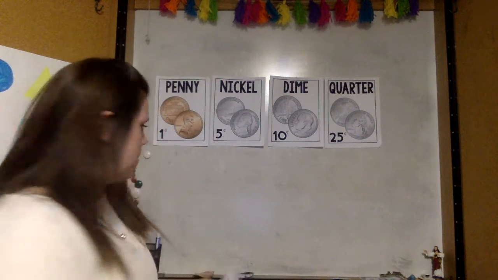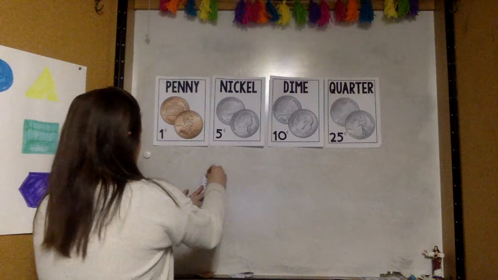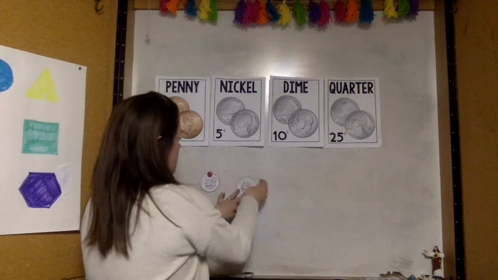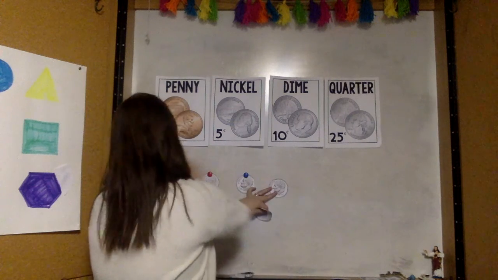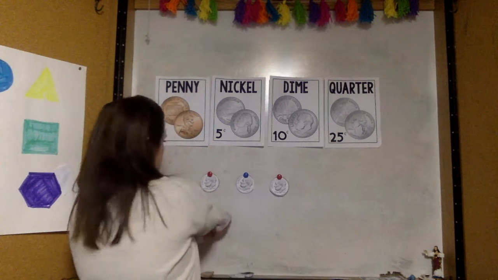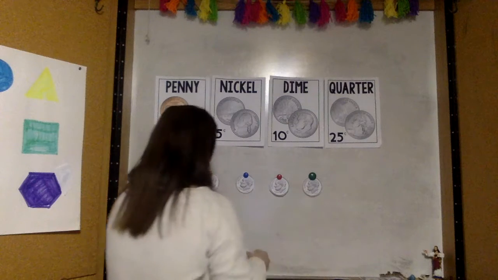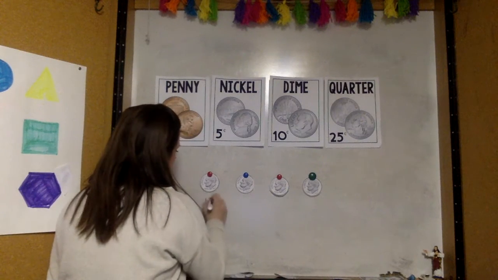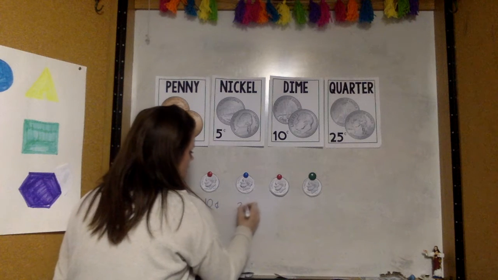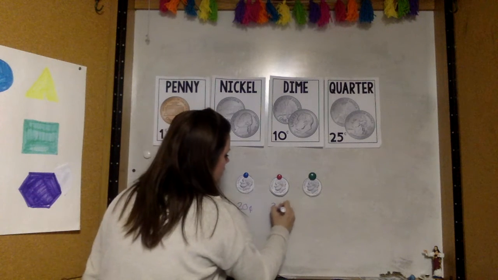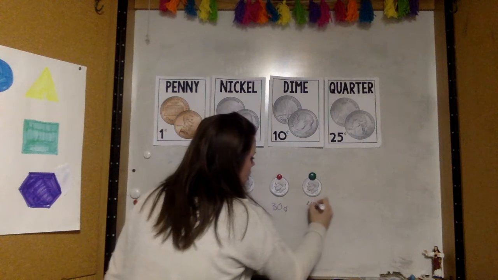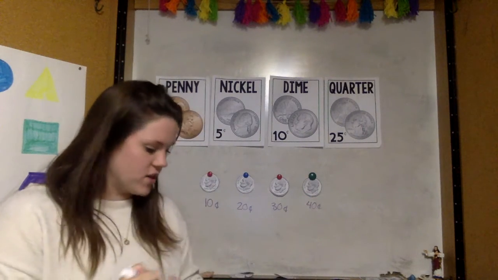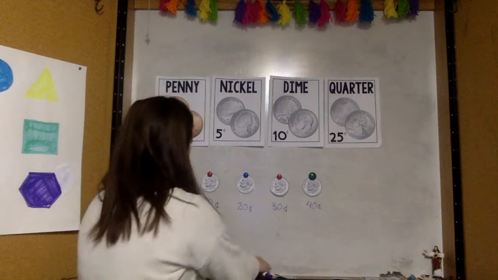Now the first problem is we have four dimes. I'm going to write the values because I know it's hard to see me, right? All right, so we have 4 dimes. 4 dimes means we have 10, 20, 30, 40. But we're not done yet. There are 4 dimes and there are 2 nickels.